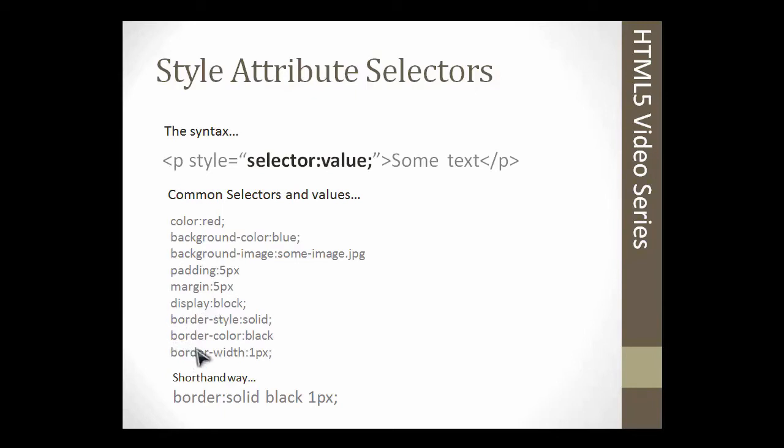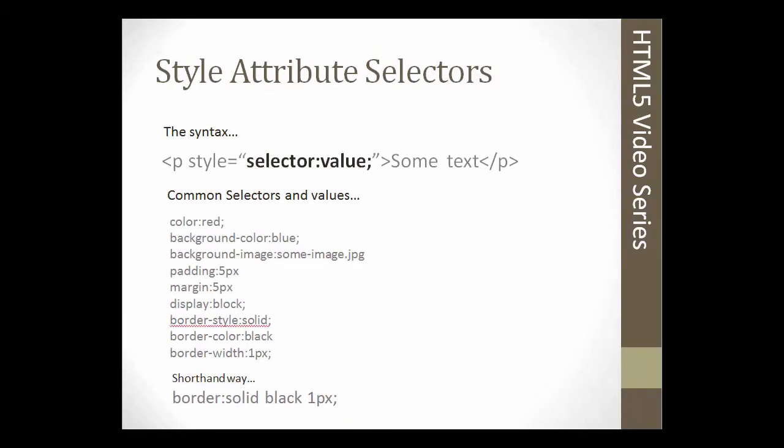And here we have some border selectors: border style, color, and width. Now there's a shorthand way to do this. We don't need to have 3 selectors here. We can have one called border, and then just add the values for the style, the color, and the width. So we've covered the basics of HTML syntax and the tag structure. In the next section, we're going to create a project that'll implement all the techniques that we've learned through this section.